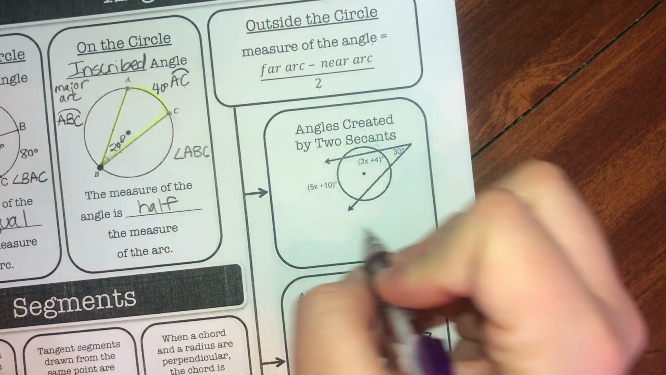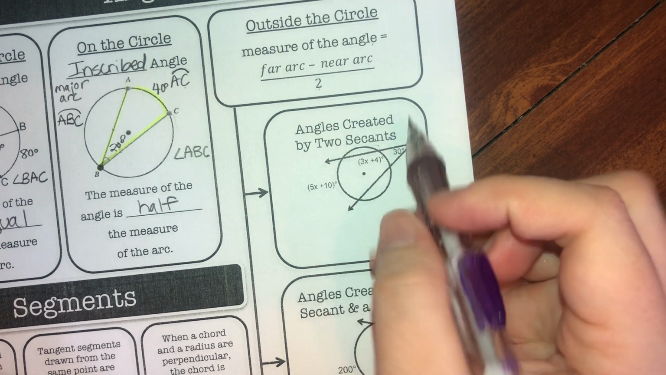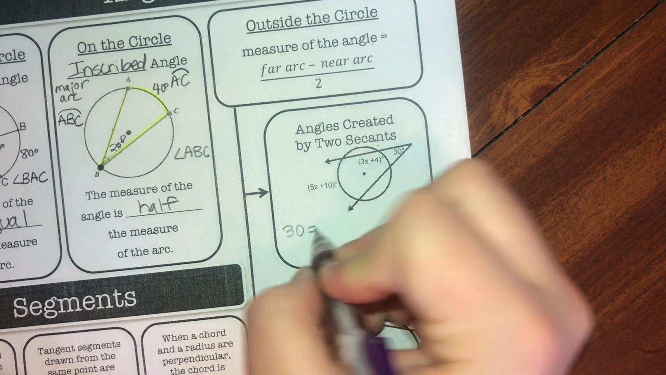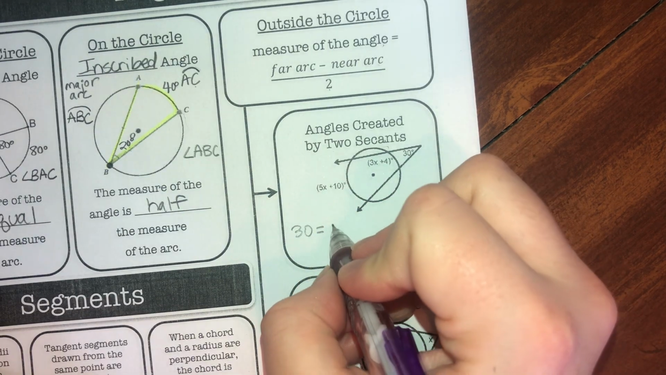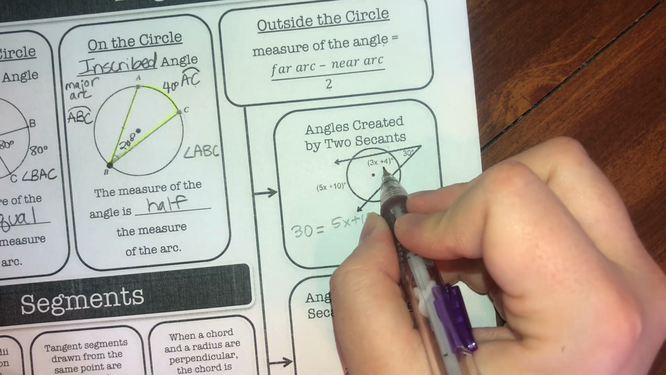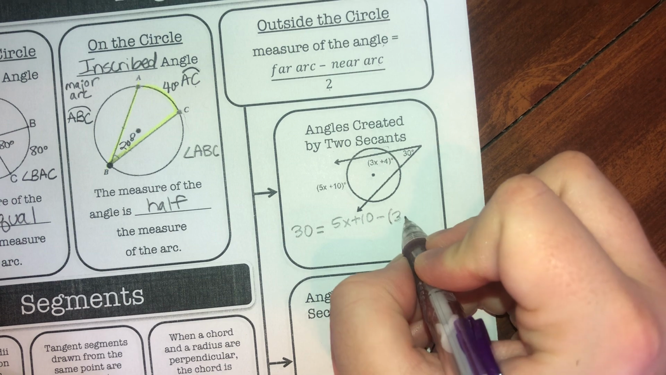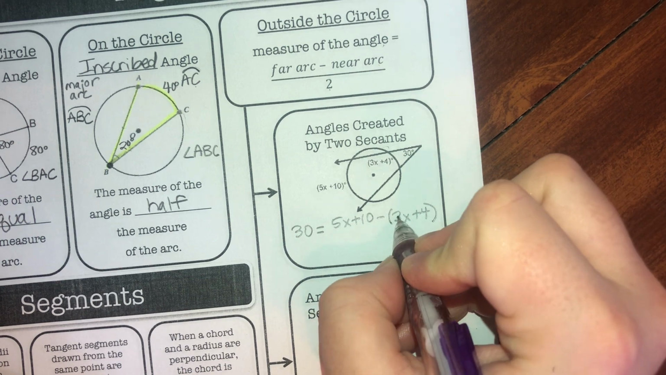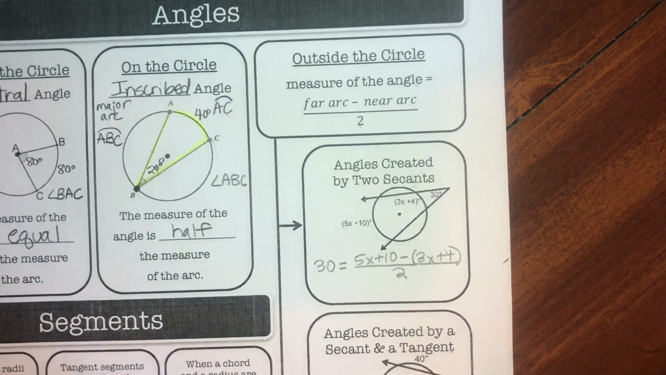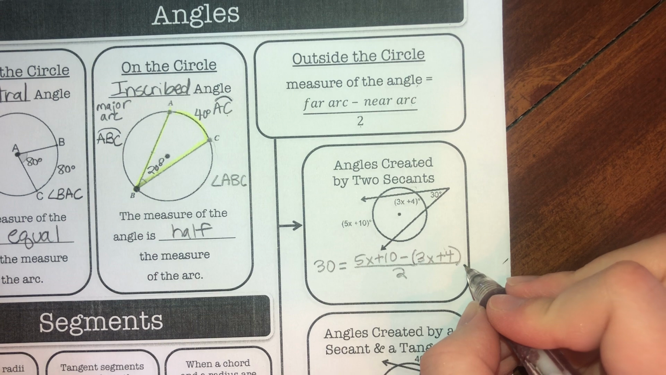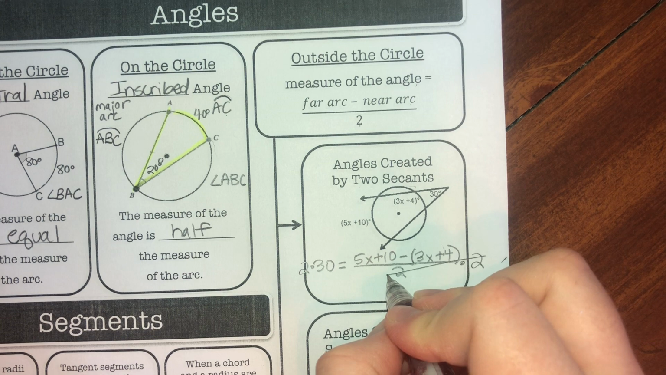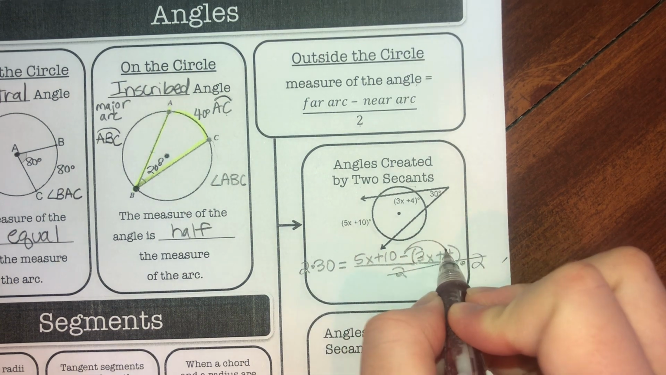If we look at this first example, it's got some algebra in it. Plugging into our formula, it starts with the measure of the angle: 30 equals, then your far arc comes next, so that's 5x plus 10, minus your near arc, put that in parentheses, 3x plus 4, because remember you're going to have to distribute that negative out, divided by 2. To solve this, you want to multiply by 2 on each side, and then distribute that negative out.